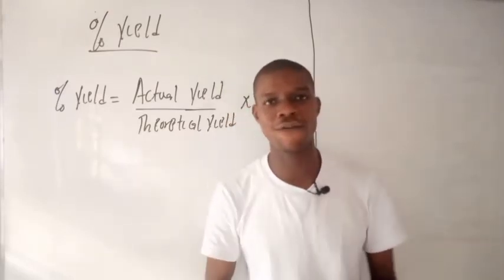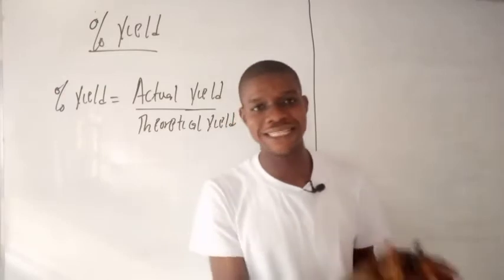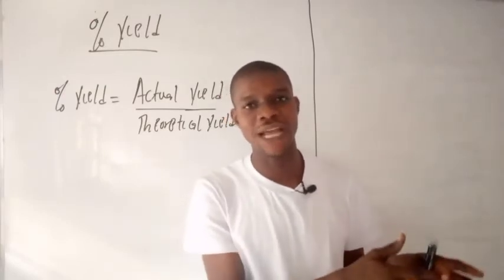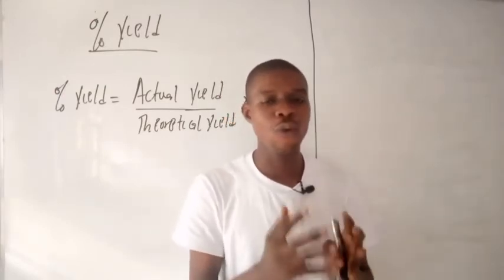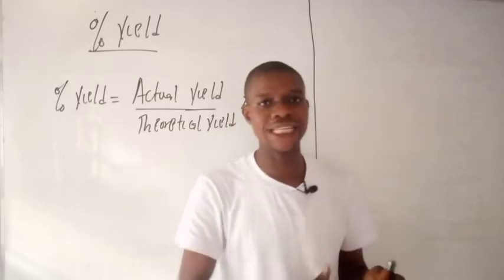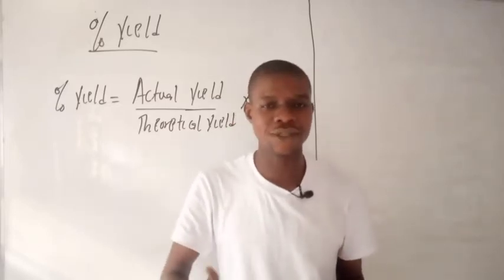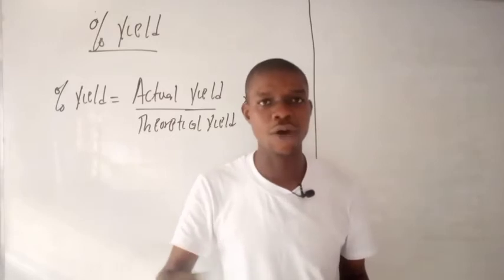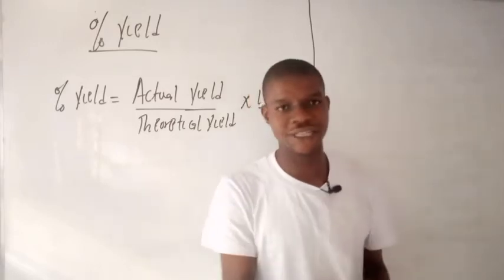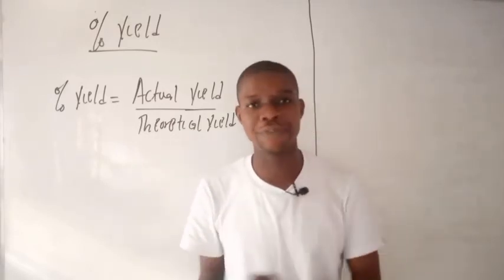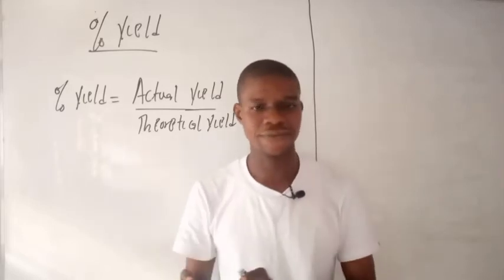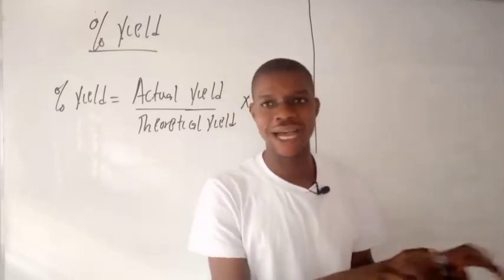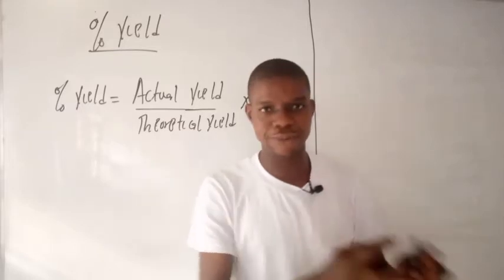First of all, you may ask yourself, what is percentage yield? Percentage yield is the percentage of the amount of the product produced when the reaction stops. Now, how can you calculate percentage yield? There are two things you must keep in mind. You must know the actual yield and the theoretical yield of that product.